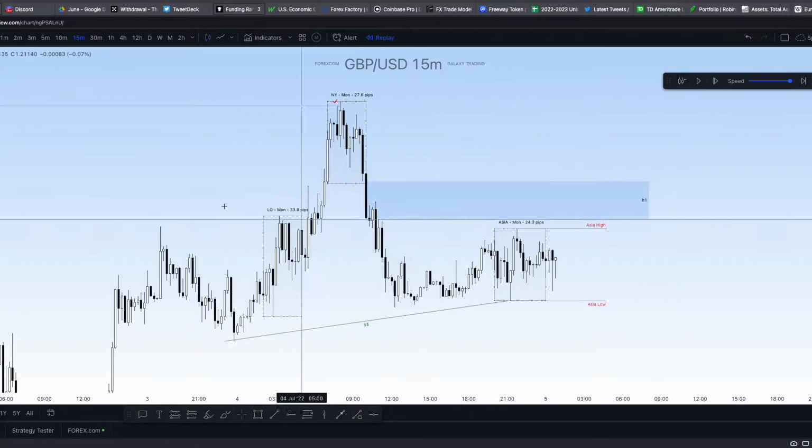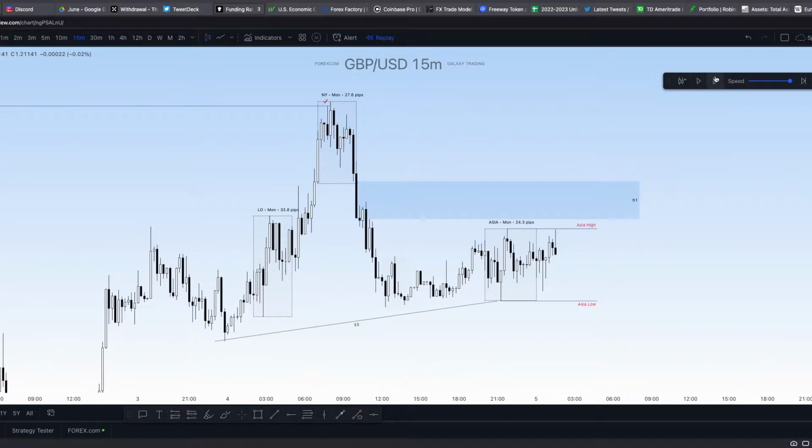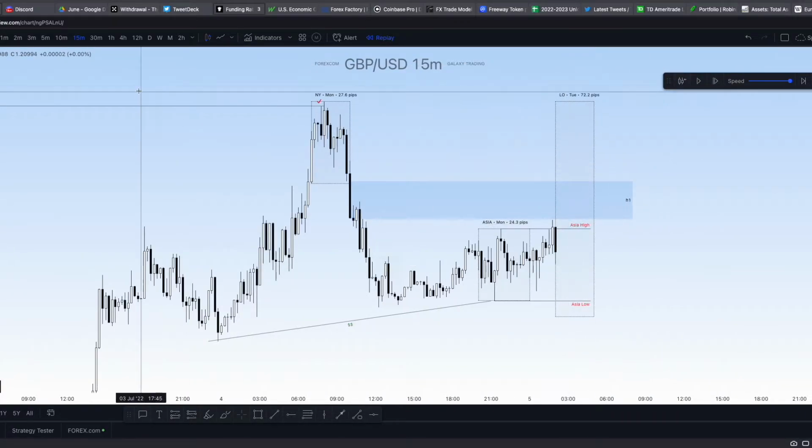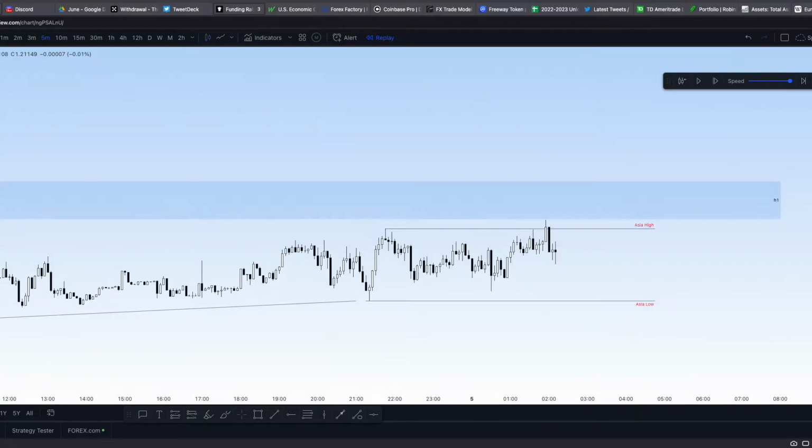So with that being said, we have our POIs. All right, one more candle. All right, so now this is London session. Now let's dive into the 5.